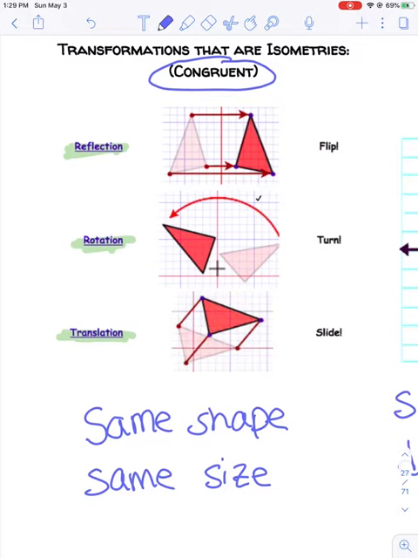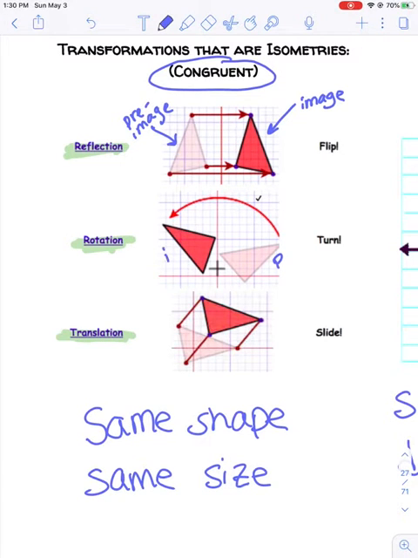A reflection is a flip. So it might be a reflection over an axis. We've done those before. It might be a reflection over a specific line. We're mostly going to be focusing on reflections over the x-axis or the y-axis though. So if you reflect something, it's the same shape and the same size. It's just flipped. Here would be the pre-image. That's the original figure. And then here would be the image. That's the new figure. And those two shapes have the same size and the same shape. They are congruent.